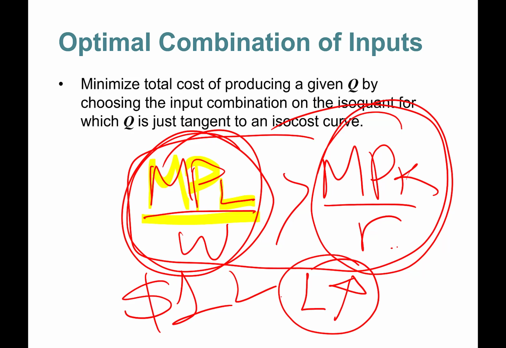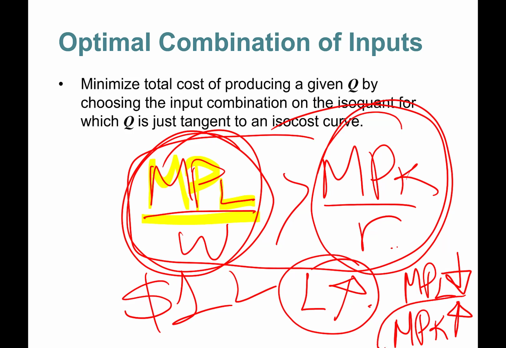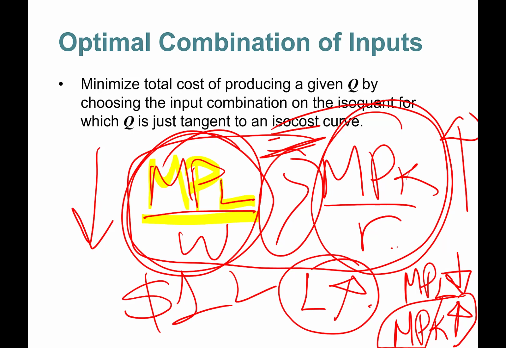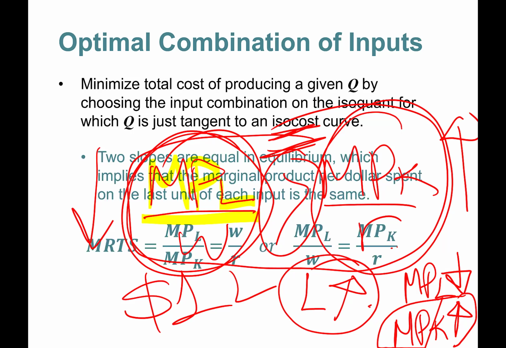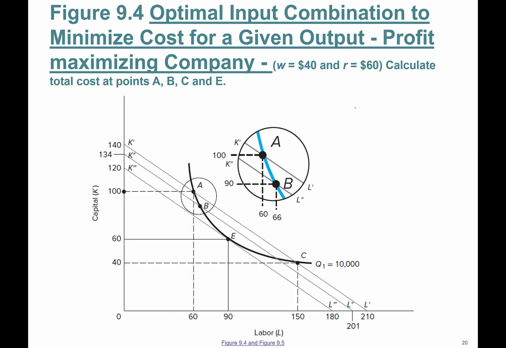We're not doing optimal. As you hire more labor, marginal product of labor will go down, diminishing marginal productivity, and marginal product of capital will go up. Why? Because capital will become more productive as you hire the other input. So this side will go down, this side will go up, and this inequality will become an equality. Okay? So let's take a look at this one.